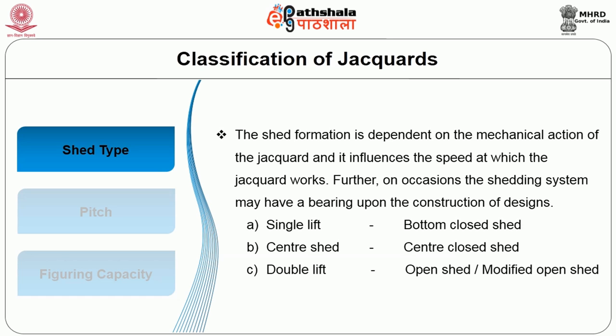Now, based upon the shed type, the shed formation is dependent on the mechanical action of the Jacquard, and it influences the speed at which the Jacquard works. Further, on occasions, the shedding system may have a bearing upon the construction of the design. A single lift Jacquard generally forms a bottom closed shed. A center shed is formed by a center closed shed. And a double lift Jacquard generally forms an open or a modified open shed.